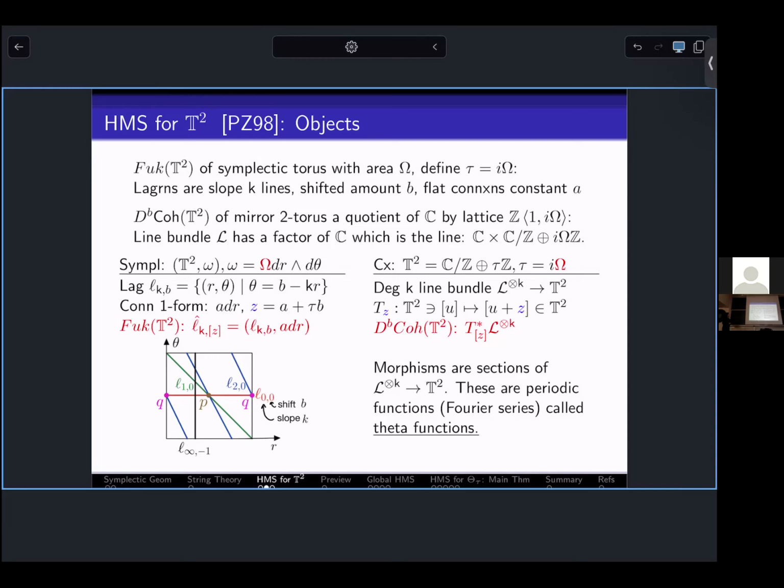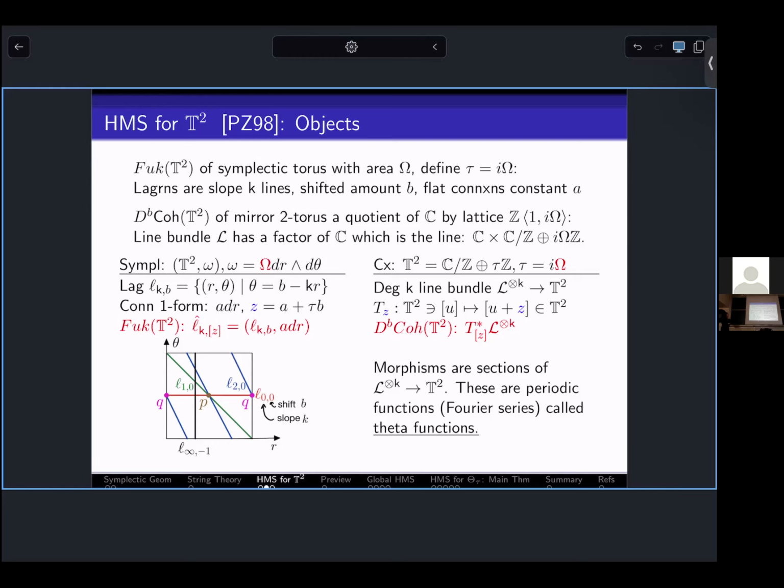We have Lagrangians of slope k and shift b, connection form A. We package A and B together into a complex number Z. So the branes are L hat with slope k and complex number Z. So part of the complex number is shift B, and the other part is this connection 1-form.